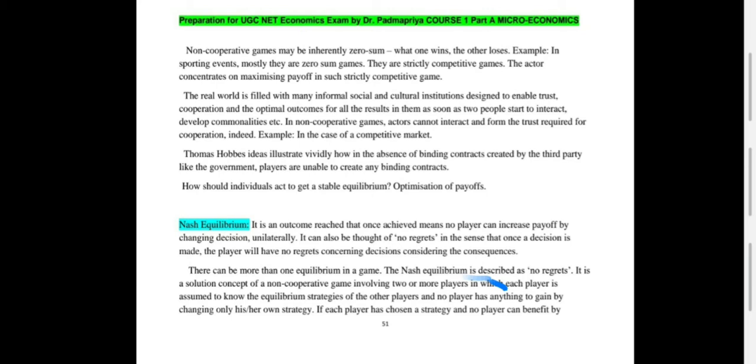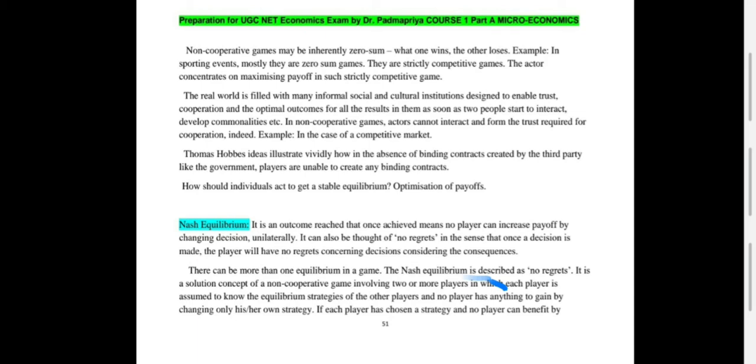How should individuals act to get a stable equilibrium? Optimization of payoffs. That is very important. So, if you want to have a stable equilibrium, we must have optimization of payoffs. Now, we come to the concept of Nash equilibrium. It is an outcome reached that, once achieved, means no player can increase payoff by changing decision unilaterally. It can also be thought of as no regrets, in the sense that once a decision is made, the player will have no regrets concerning the consequences.